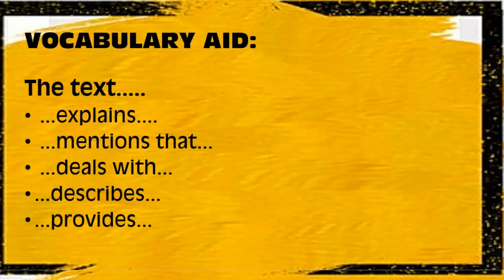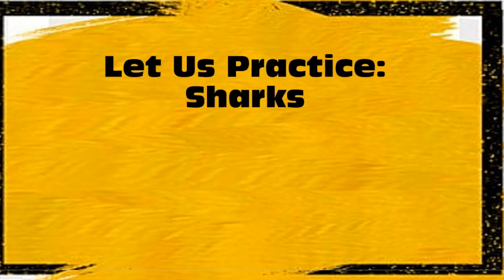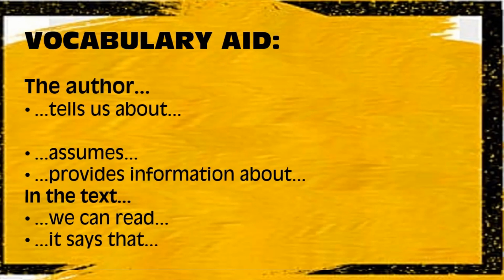And here are some vocabulary aids that we can use in writing your summary. So you can begin by saying, the text explains, the text mentions that, the text deals with, the text describes, the text provides. So these are some starters you can use at the beginning of your summary. You can also say, the author tells us about, the author assumes, the author provides information about, or you can even say, in the text, we can read, in the text, it says that.